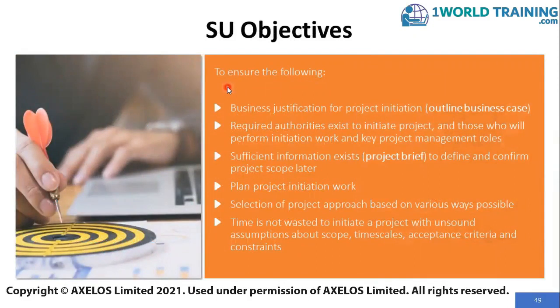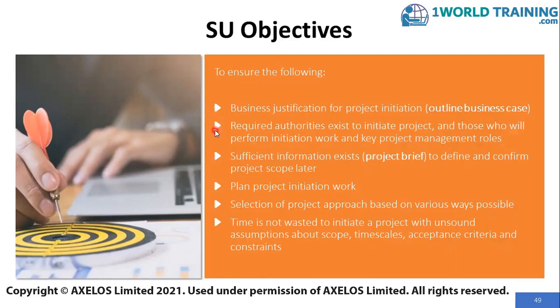While the purpose of the starting up a project process is to check whether the project is worth investing and is it worthwhile and viable, the objectives are several. The objectives are to ensure the following: business justification for the project initiation. Note that this is not the business justification for the entire project, but only for the initiation, meaning the justification to do the planning. This is called the outline business case.